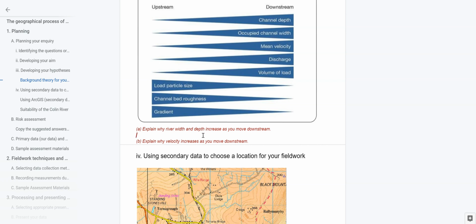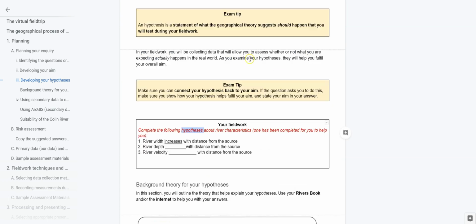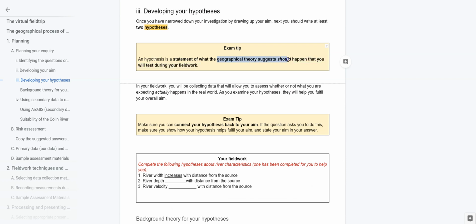And for that one, you'll be talking about the fact that the river's discharge increases as you move downstream, the tributaries feed in, there's more discharge, and the river runs faster. So between your books, and you might even want to do a little bit of internet research on that one, put some good detail down there, please, and that is your theory, and that will link back to your hypothesis, which, remember, is what the theory suggests should happen. So if you've got a good chunk of theory there, that's going to help you with that little section.